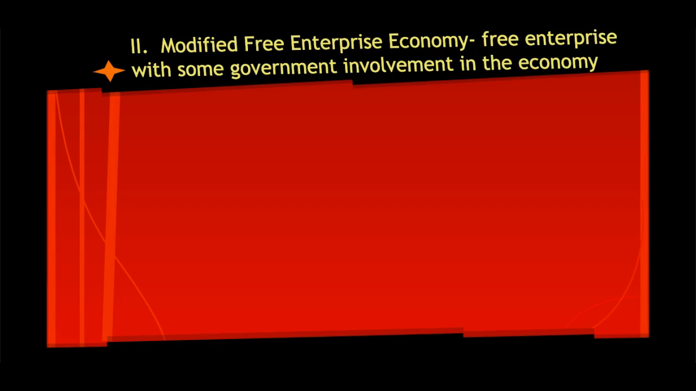Now, if you remember from the last video, free enterprise is when we have the factors of production owned by individuals, because we have capitalism. So free enterprise, capitalism, same thing. But in the U.S., we also have some government involvement, and so that's when we get the modified version. So modified free enterprise economy, also known as mixed economy, right? Mixed economy we talked about at the end of Chapter 2.